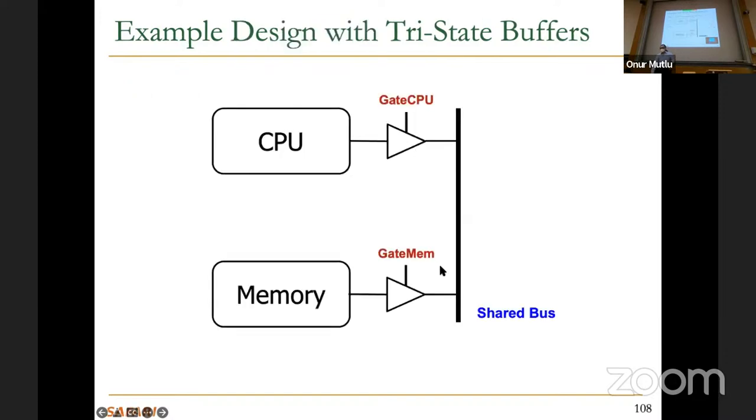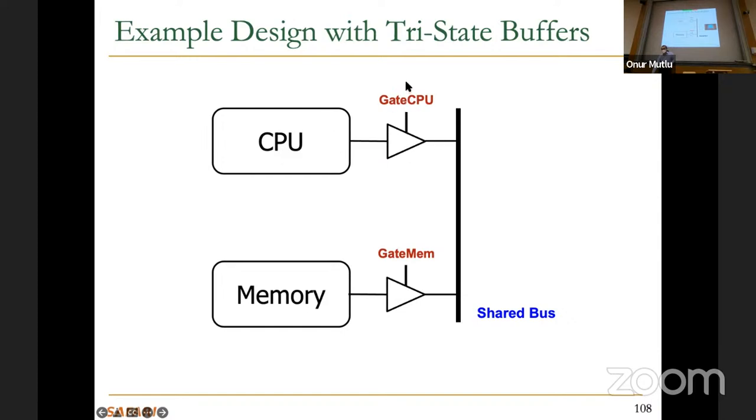Now let's take a look at this pictorially. This is what happens in real systems, actually. You have a wire, it's called the bus. It could be multi-bit, but imagine that it's a single bit. Usually it's 64 bits, for example. CPU may be sending something to memory, or memory can be sending something to CPU. You control the enable input.